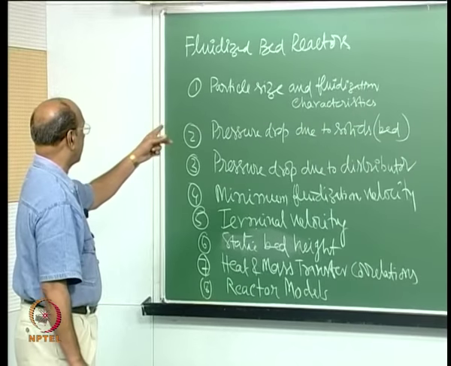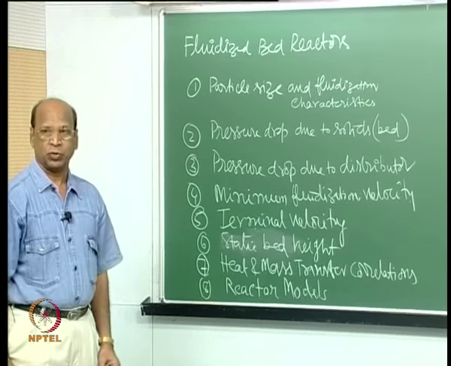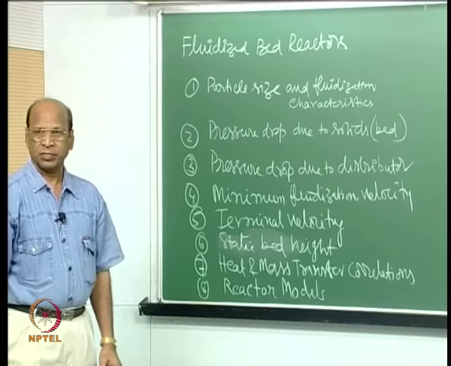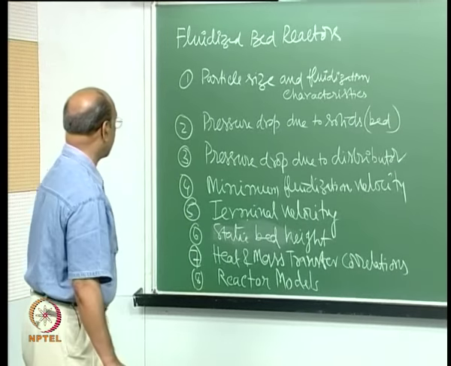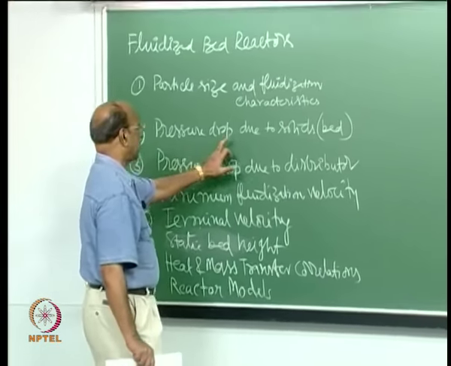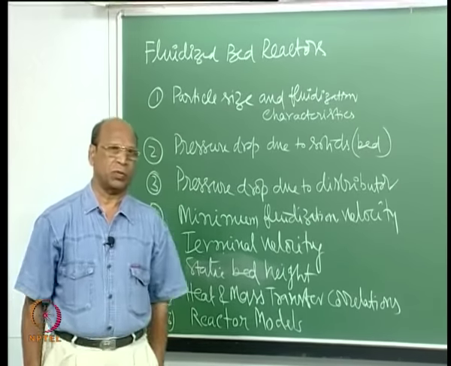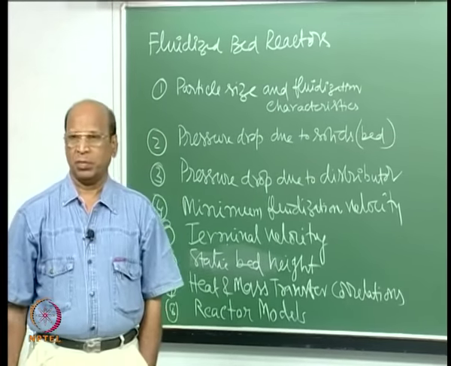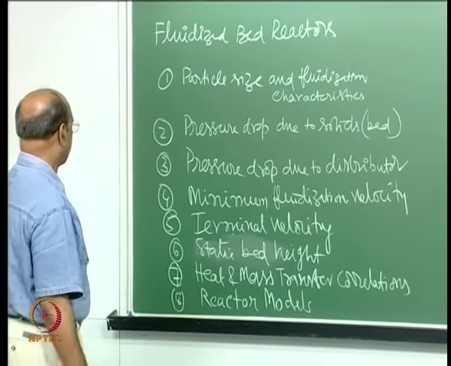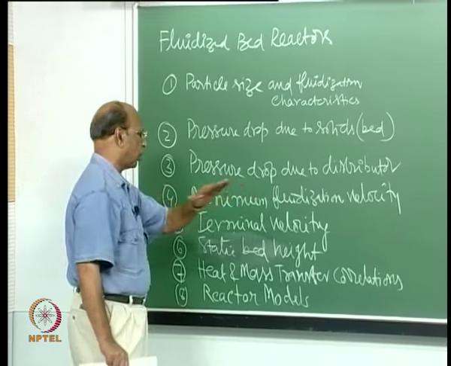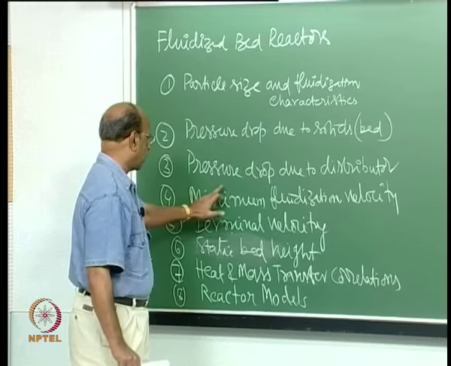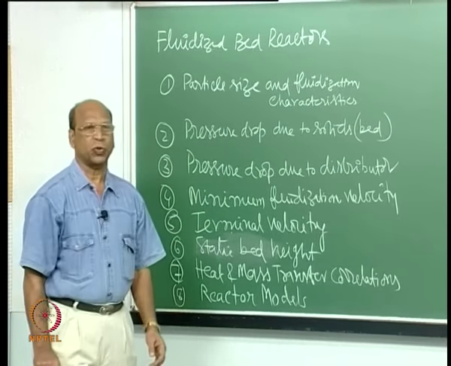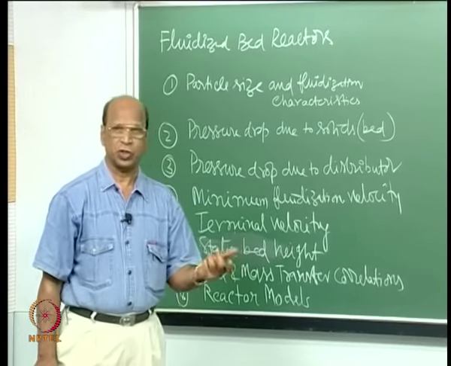So, you need to find out what are the particles that can be used for fluidization. What kind of fluidization you get if you use different size of the particles? That is one. Number two is the pressure drop, how much maximum pressure drop that will be there for the solids, okay, that is one. Then you have the distributor to support the solids, right. So, what is the maximum pressure drop this distributor plate should have? How do you design this distributor plate?